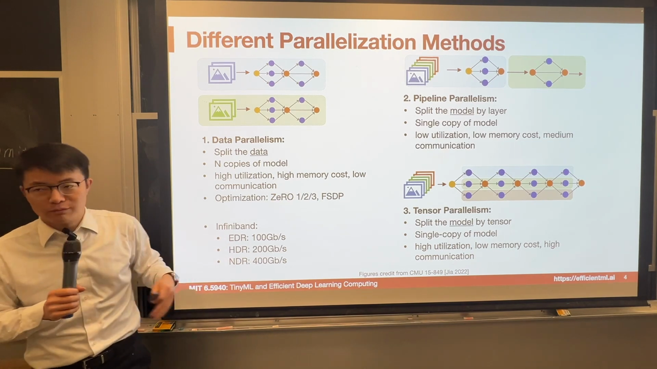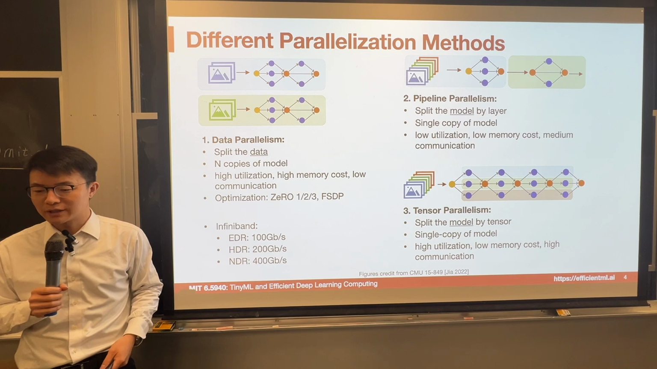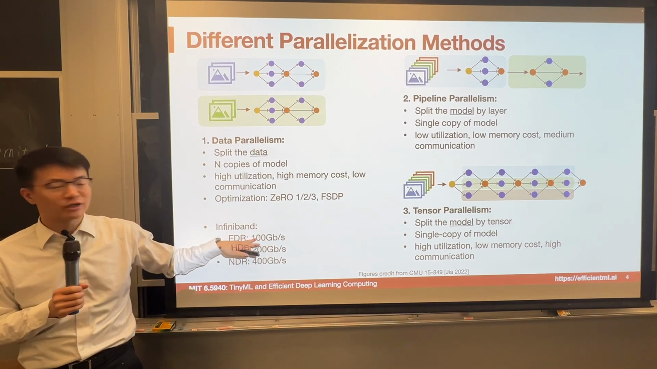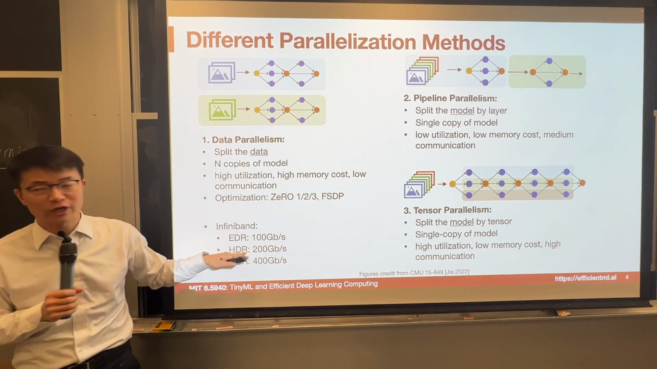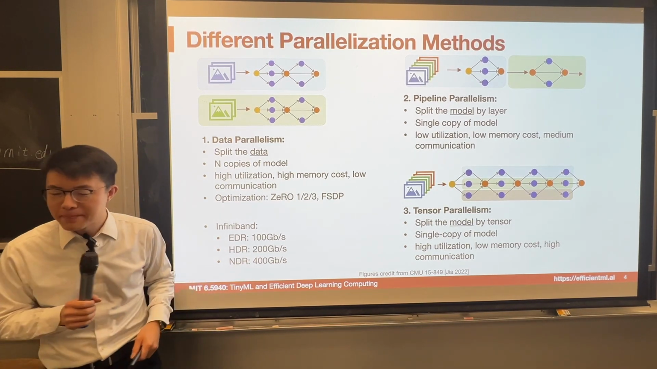And here is some modern communication networking technologies from InfiniBand. It's just giving you an idea. EDR is 100 gigabit per second, HDR 200 gigabit, NDR 400 gigabit per second.